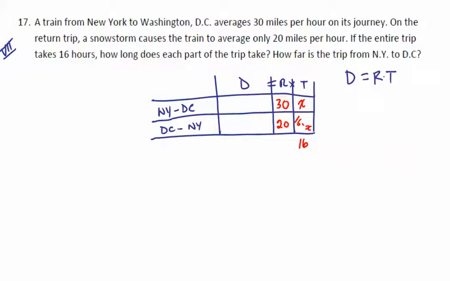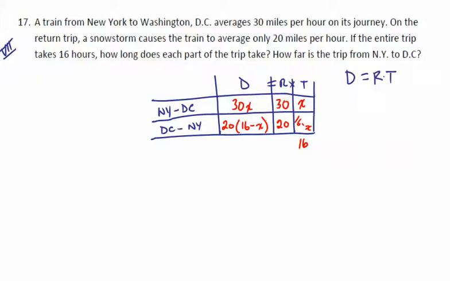It's not how long it took getting from New York to DC minus 16. It's the 16 total hours minus however much of that you used up already getting from New York to DC. So then we're going to write our distance, which is simply the product of the rate times the time. So we have 30 times x and 20 times 16 minus x.